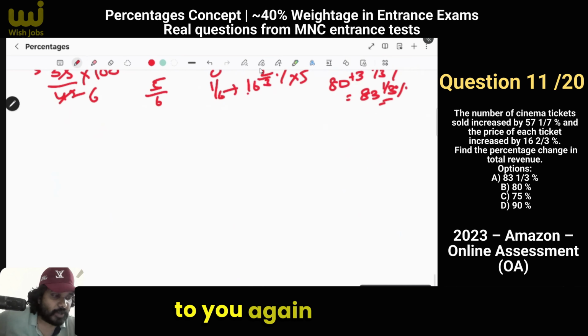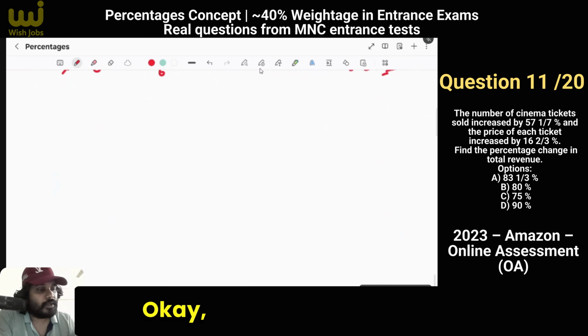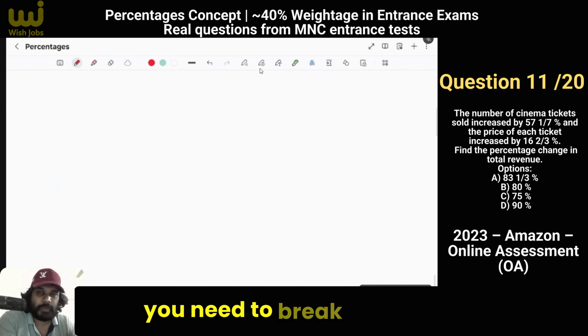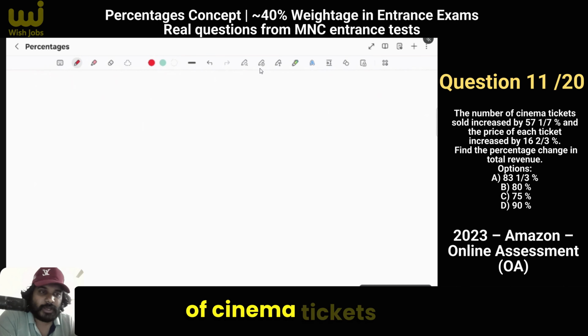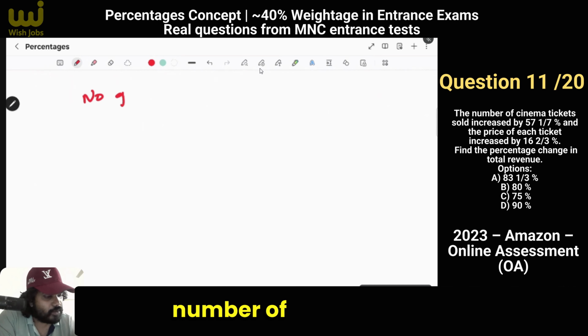Okay, I'll explain it to you again if you want. Okay, so here when this kind of question comes, you need to break down every single step. The number of cinema tickets sold. So first you have to write number of movie tickets. This is the first statement.